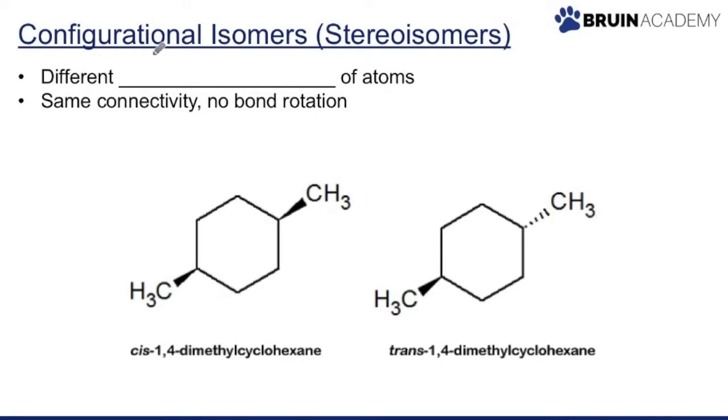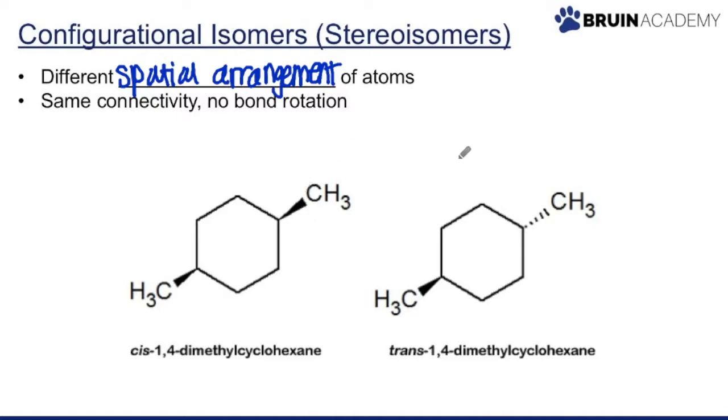The last type of isomer that's important to know is a configurational isomer, and these differ in the spatial arrangement of atoms. These really don't fall into the category of constitutional isomers. They don't necessarily fall into conformational isomers either, in the sense that they do have the same connectivities, and they don't experience bond rotation. However, the spatial arrangements are different.